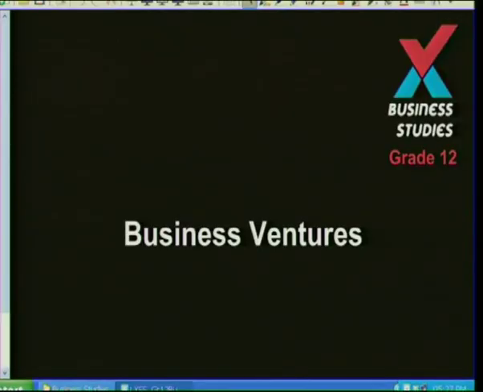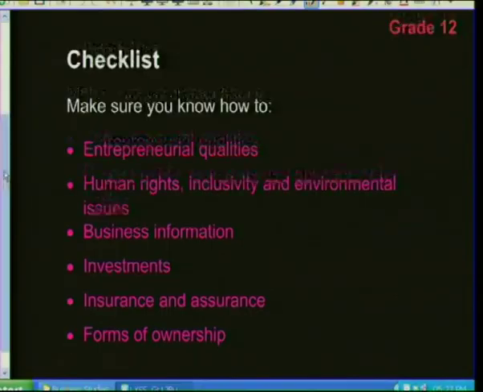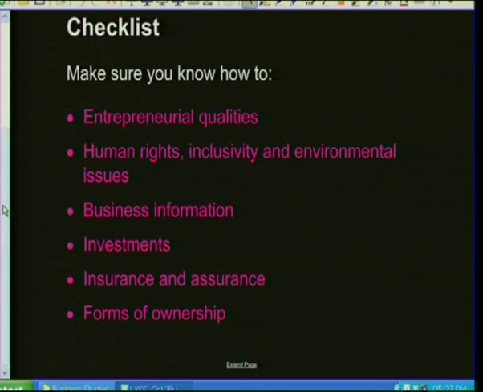You can see that on the screen, we're talking about business ventures. This is our second learning outcome in business studies, and I made a quick little note here for you on what you need to know under this learning outcome. So let's have a quick look at this. It says, in this learning outcome, you need to know entrepreneurial qualities, your human rights, your inclusivity, your environmental issues, business information, investments, insurance, assurance, and forms of ownership.